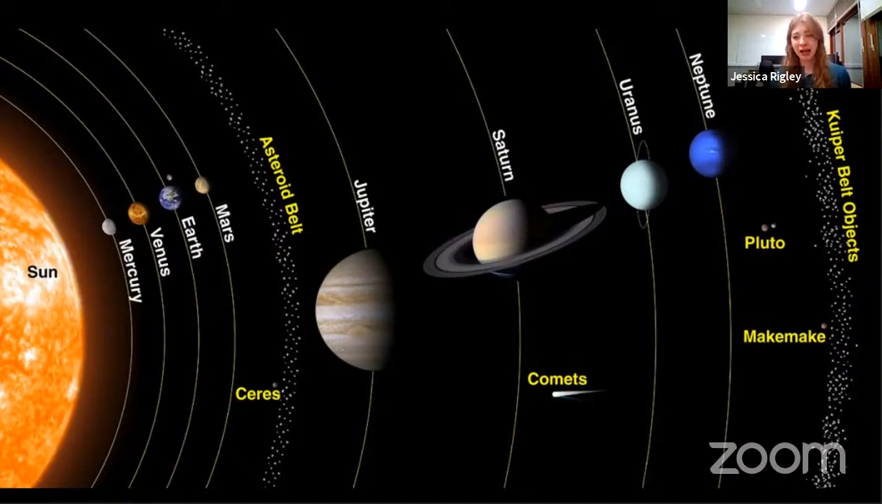And then every now and again, one of these giant Kuiper belt objects gets thrown into the sun. This happens because of the gravity of the giant planets, because these giant planets are so massive that their gravity can pull things out of the Kuiper belt and throw them towards the sun. And when this happens, this is called a comet.